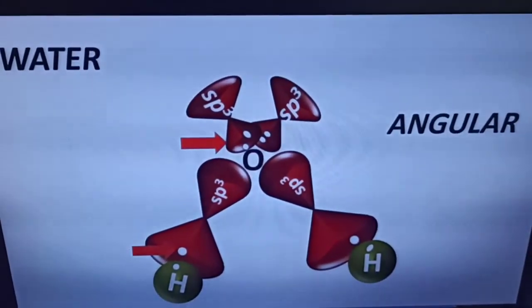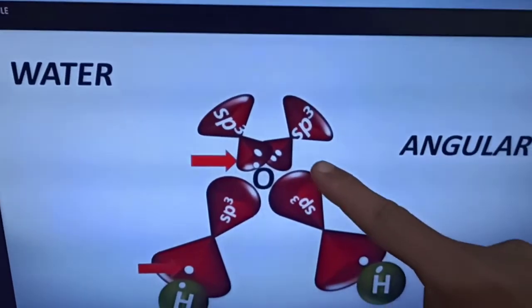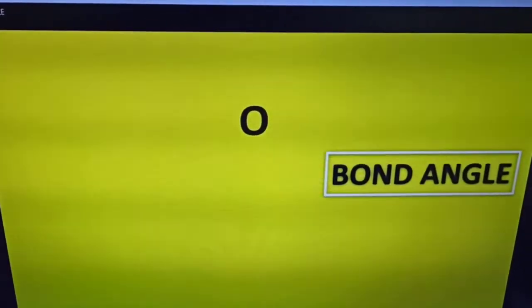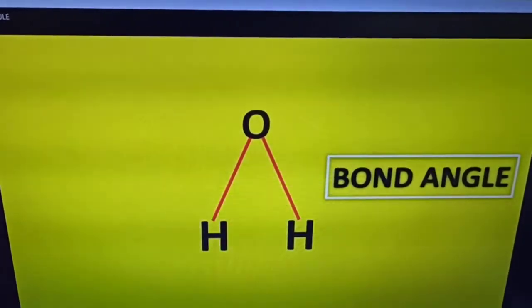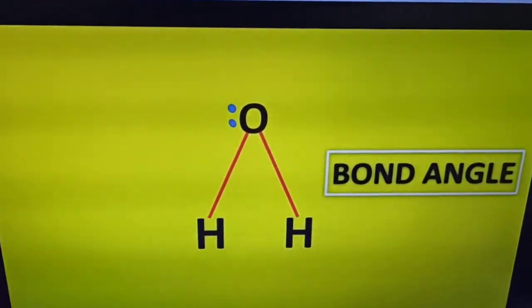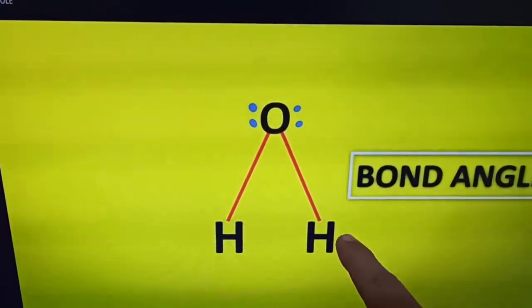It has an angular structure. Including the lone pairs, it should be tetrahedral, because it is sp3 hybridized. There is involvement of 1 2s and 3 2p orbitals. So the bond angle you can see again here. There are 2 lone pairs here, and these are the 2 hydrogen atoms which are bonded.